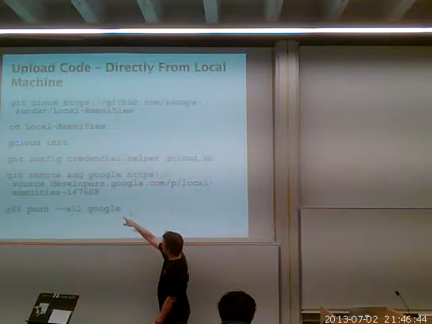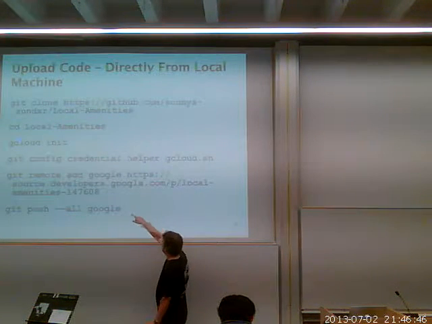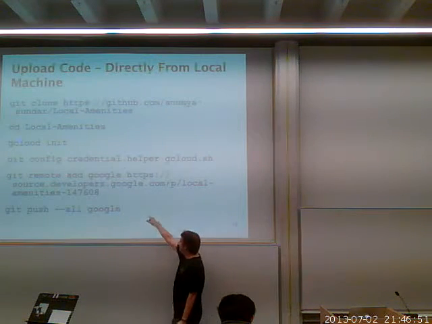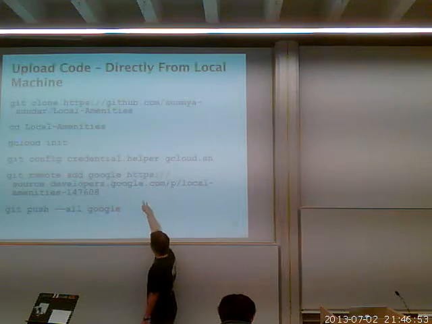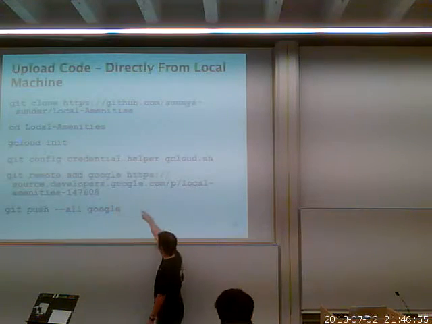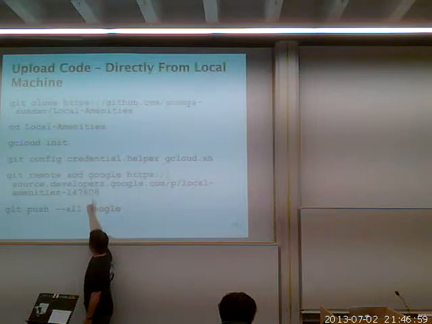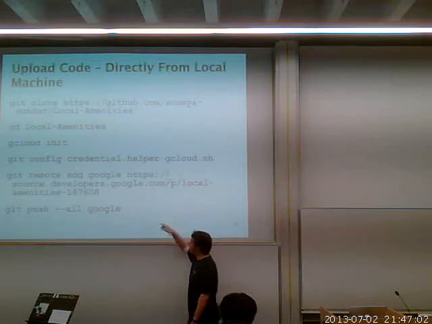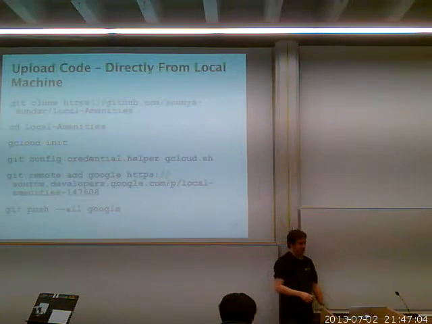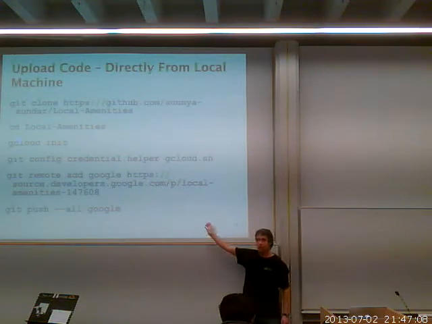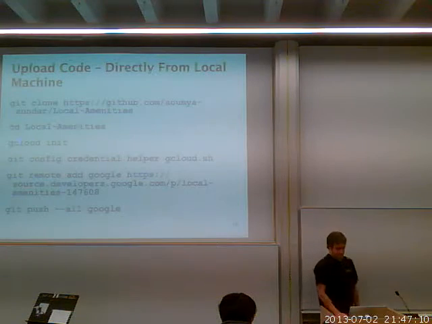And then what I'm doing with the repository on my local machine is I'm adding, using Git, a remote to say, well, this remote to Google is actually this location here. You'll notice it's got local amenities and my unique ID there, specifying where it's going to put the code in the bucket. And then once I've done that, I can push all of that code up to Google.